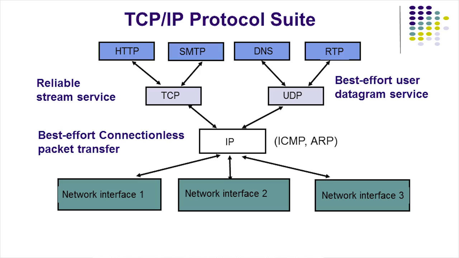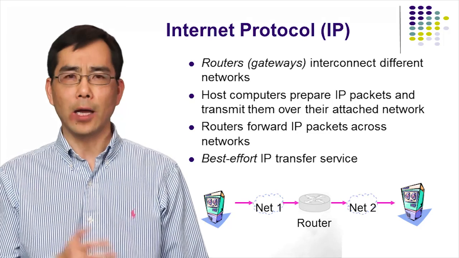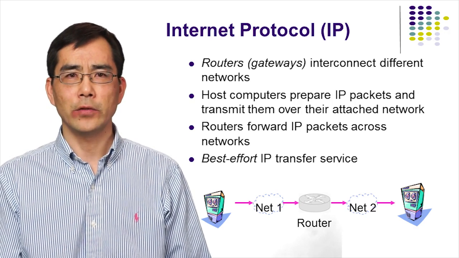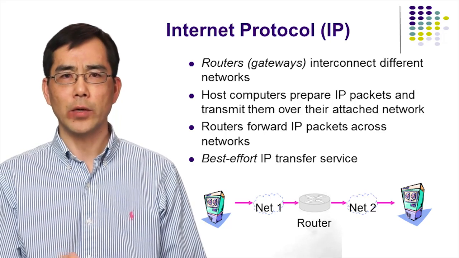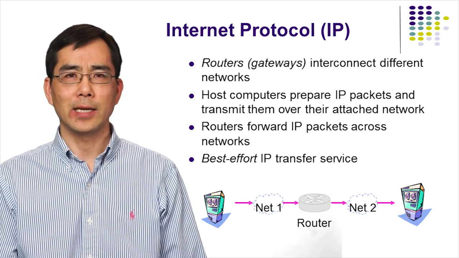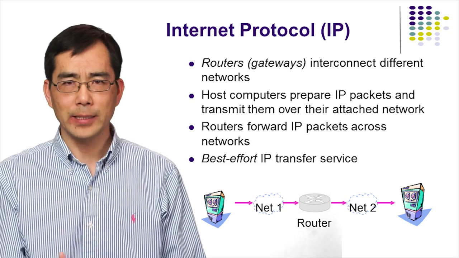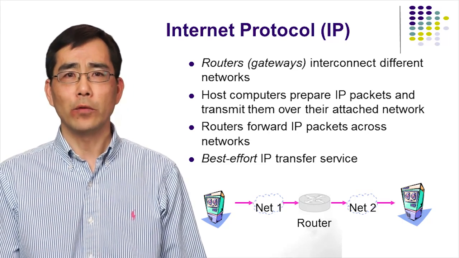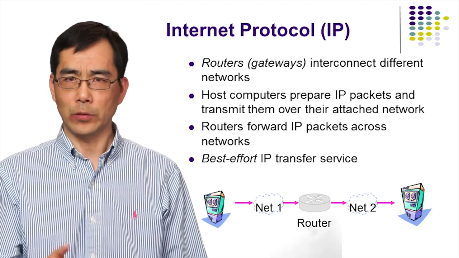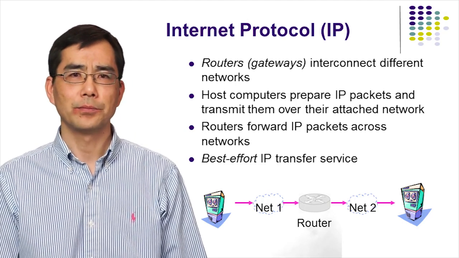This feature provides the capability to operate over multiple different networks. The IP layer handles the transfer of information across multiple networks through the use of routers. It provides a single service, best effort, connectionless packet transfer. It provides no mechanism for error recovery or flow control.